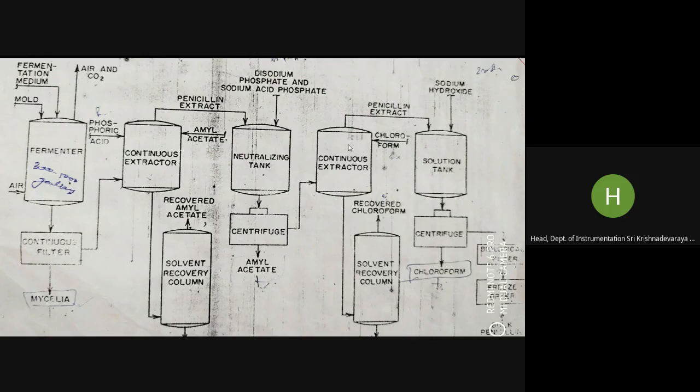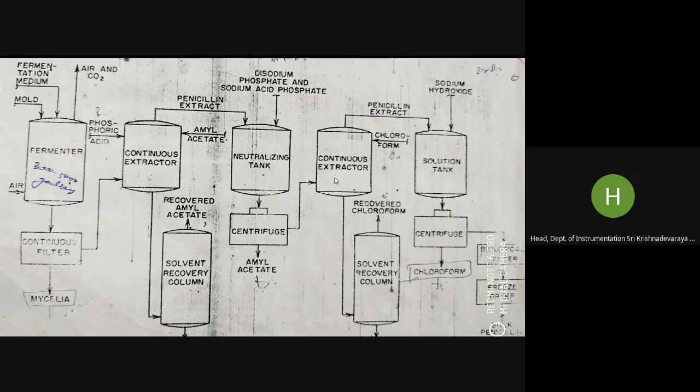The aqueous buffer solution of penicillin is acidified here and conveyed to a second series of continuous extractors, where it passes countercurrent to another solvent, which is chloroform here, or it can also be amyl acetate. That's a solvent again. We are adding the solvent and further processing it.